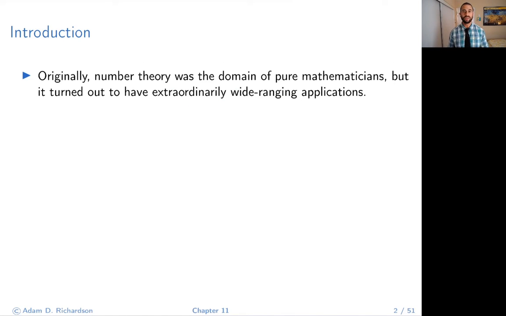So first, originally number theory was the domain of pure mathematicians only, but it turned out to have extraordinarily wide-ranging applications. There were some mathematicians from the early 1900s who studied number theory and loved it so much because it could never possibly have any application to real life. It was just pure theory, and it was so beautiful for its theory. Turns out that it's extraordinarily applicable, most notably in modern day cryptography. Modern day cryptography is entirely based on number theory, in particular the theory of large prime numbers. And we're going to talk about prime numbers today.